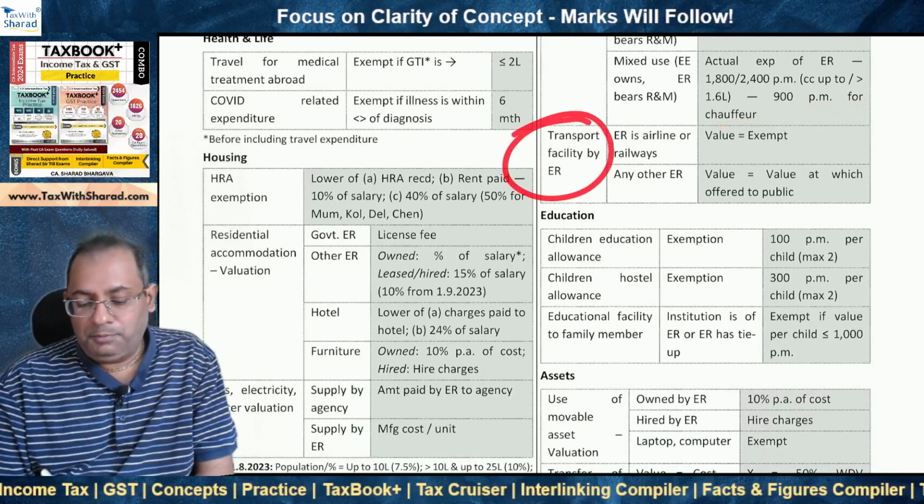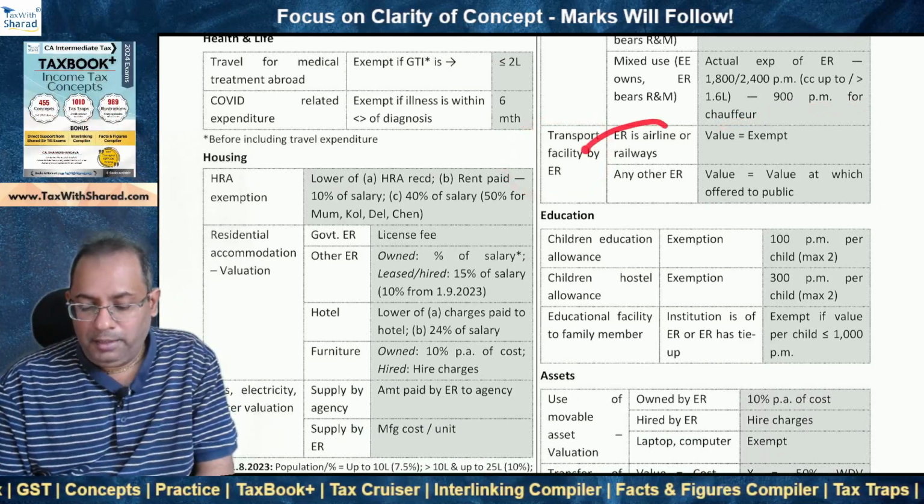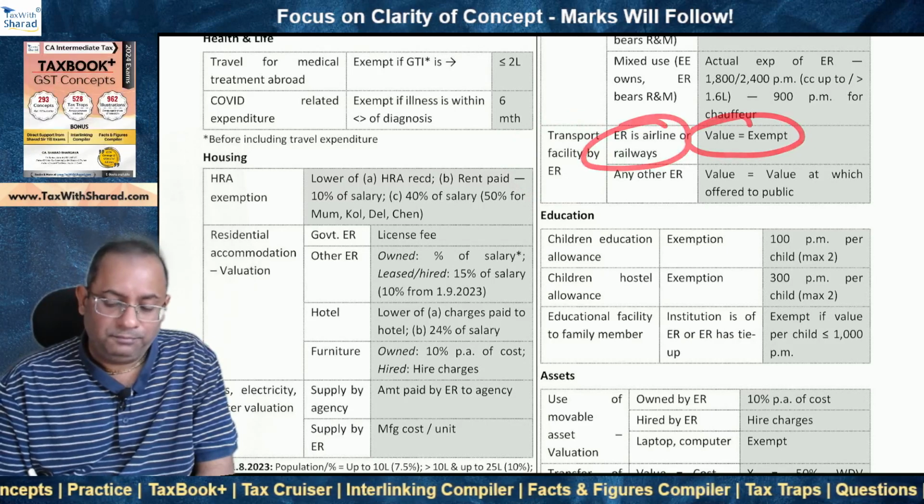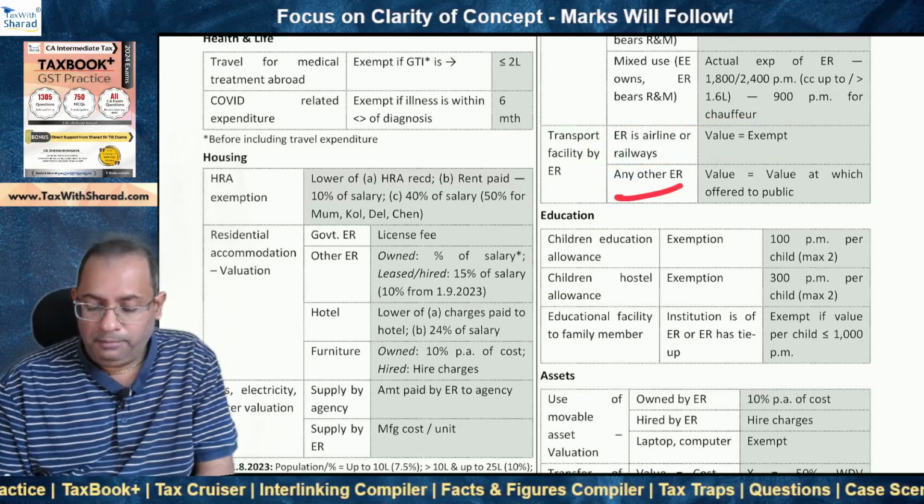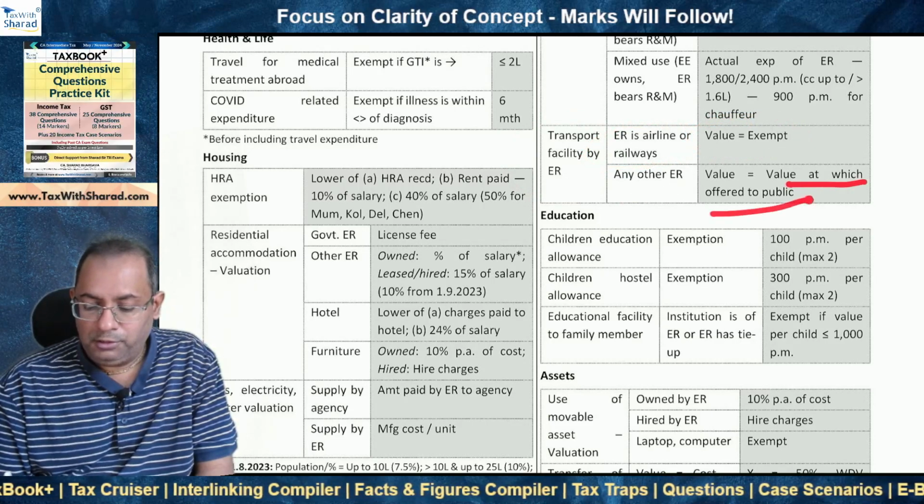Where transport facility is provided by the employer, if the employer is an airline or railways, the value is exempt. In case of any other employer, the value is the value at which it is offered to the public.